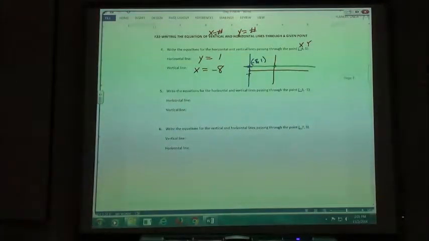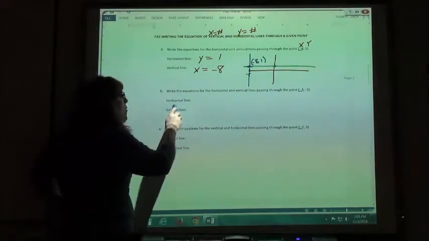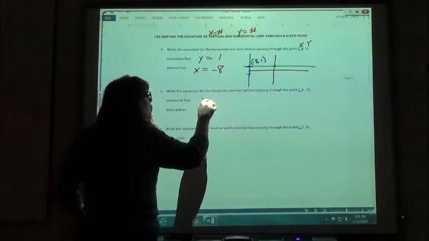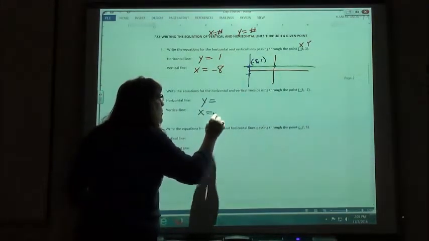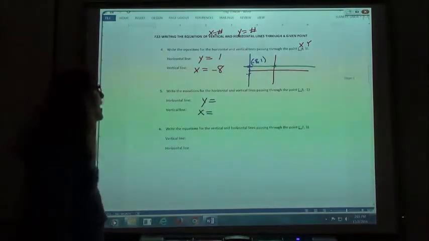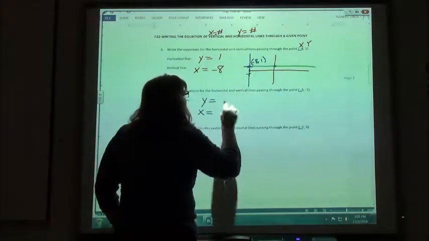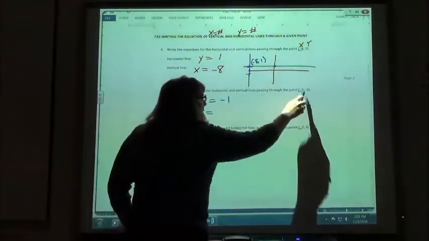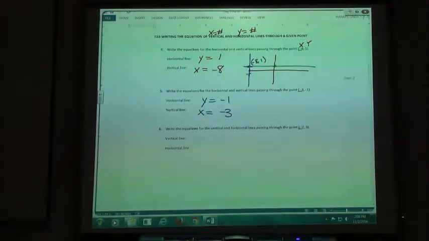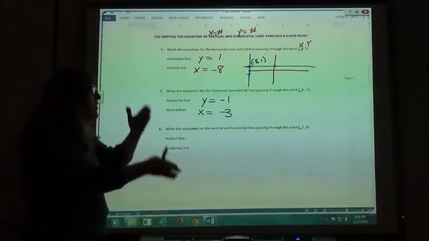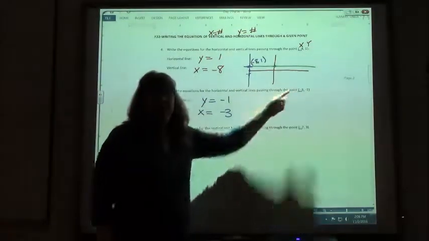So number 5, I'm going to write the equation for the horizontal and vertical lines that pass through the point -3, -1. So I know my horizontal line always starts y equals. I know my vertical line has to start x equals, and then I'm just going to look at my ordered pair. The y value of this point is -1. The x value of the point is -3. So my horizontal line would be y equals -1. My vertical line, x equals -3. If I drew those two lines, they'd intersect in that point.